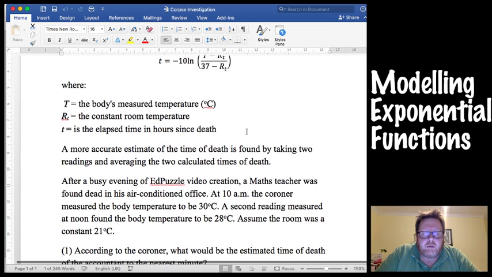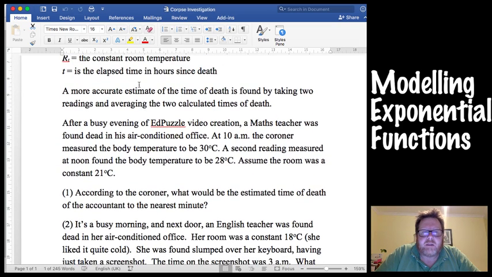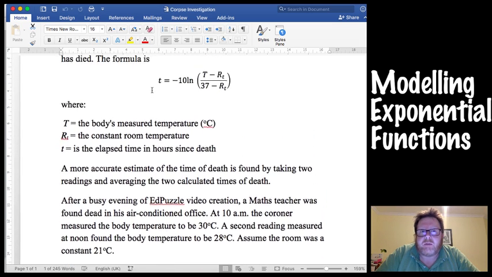There's a little bit more information here. It says a more accurate estimate of the time of death is found by taking two readings and averaging the two calculated times of death.